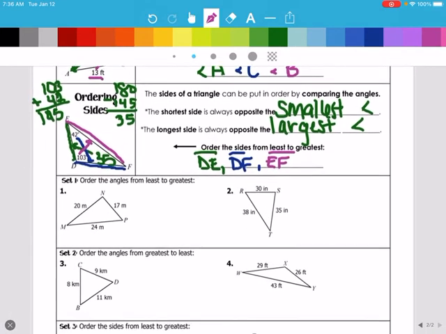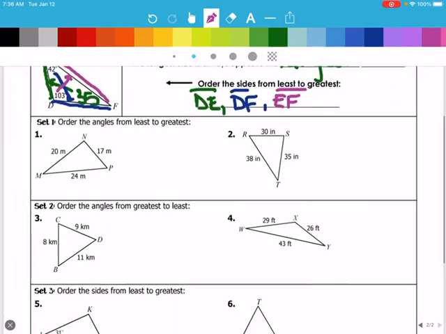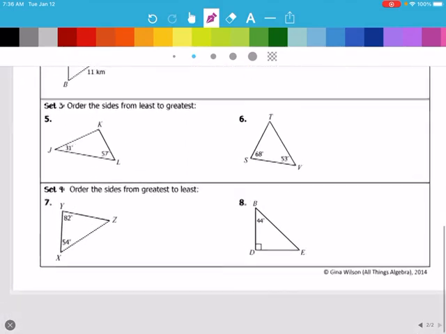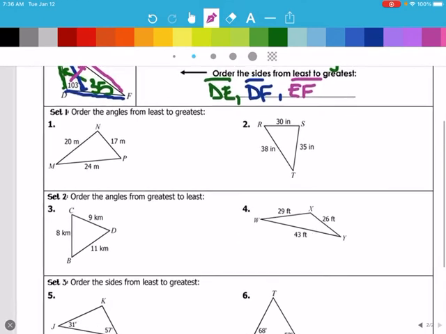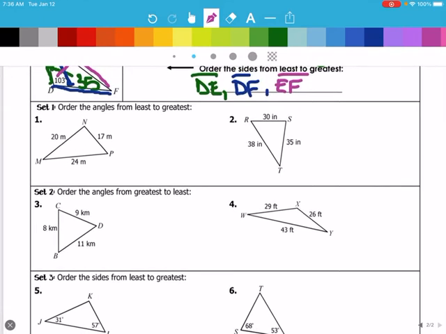Okay, so with that being said, let's do some examples. We've got quite a few to get through here, but most of this will be your practice because it's simple. You're just identifying the smallest, the biggest, the middle size, and putting them in order. Just pay attention to directions. In this case, they want least to greatest. In the next case, they want greatest to least. So please just note what they want, okay?